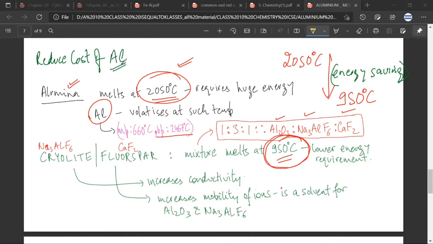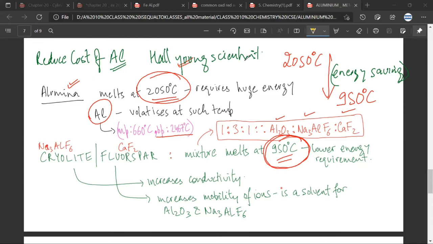And that is why at one time aluminium was more costly than gold. But after the scientists discovered this process of Hall-Heroult, the cost of aluminium came down. Any doubt till here? No doubt. Hall was a young scientist. He discovered that if you take the ratio of alumina, cryolite and calcium fluoride as 1:3:1, then the cost will come down. Any doubt till here? No doubt.